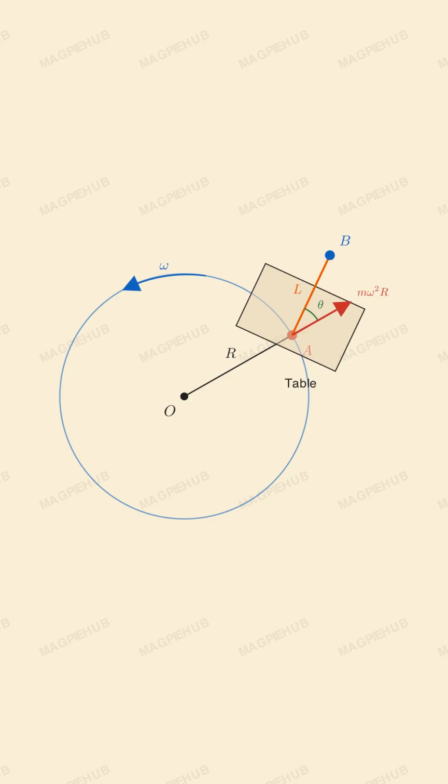In the rotating frame, the particle at A experiences a centrifugal force m omega squared r directed radially outward along OA. We resolve this force along the groove. The component along AB is m omega squared r cos theta. Watch the particle slide from A to B under this acceleration.